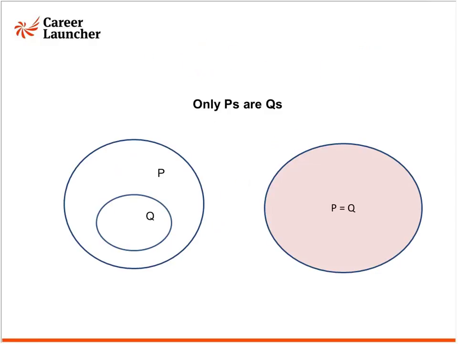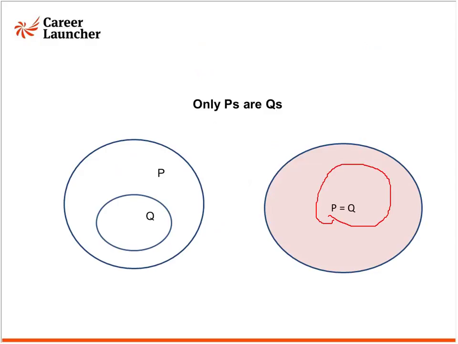A slightly tricky but not difficult logic is only P's are Q's. So here as we see there are P's which are Q's, and here P's again. So only P's are Q's. This means that there is nothing other than Q that is a P.